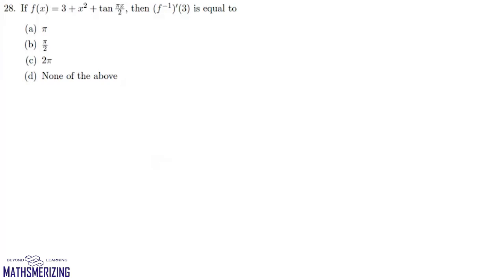Now here the question is, we are given this function f(x) as 3 plus x square plus tan of pi x by 2. We need to find the derivative of f inverse at 3. Now we know that if we put x as 0, then x square is 0 and tan of pi x by 2 is also 0. So f(0) is simply 3.